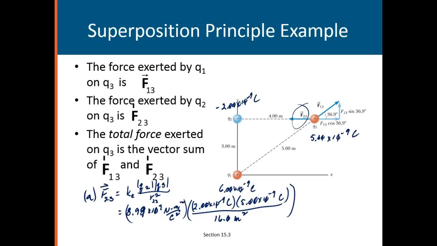Okay, now let's deal with the units first. This meter squared cancels that meter squared out. This coulomb squared cancels those two coulombs out. Okay, now let's deal with the numbers. If someone has a calculator, please punch it in for us.